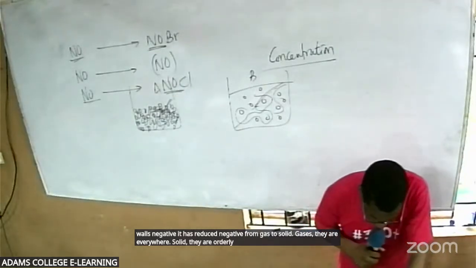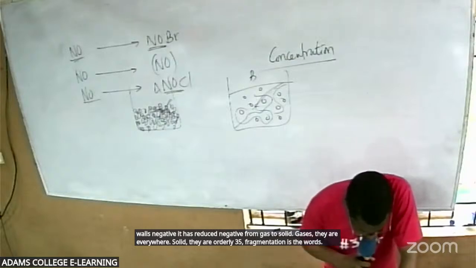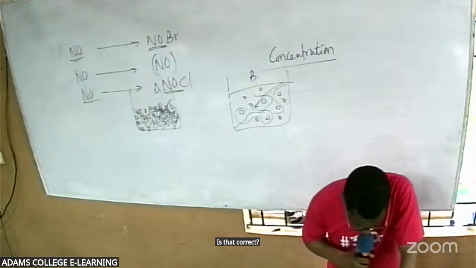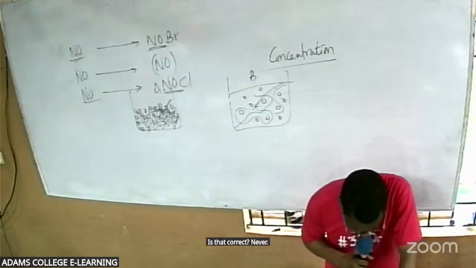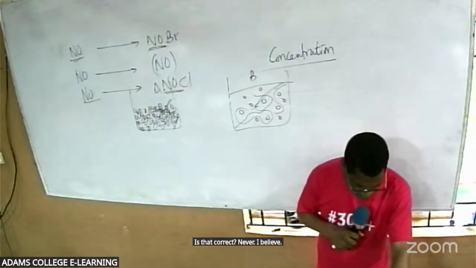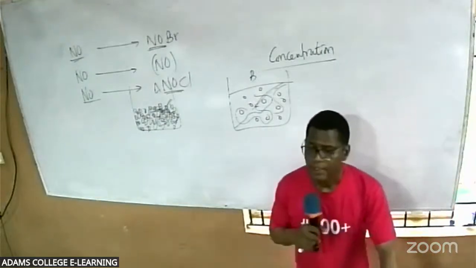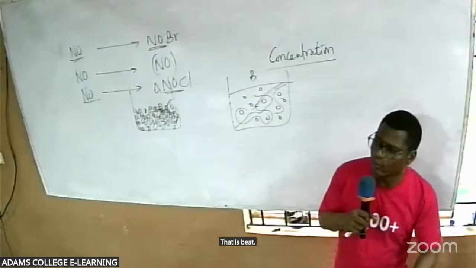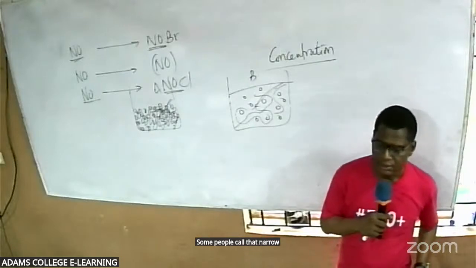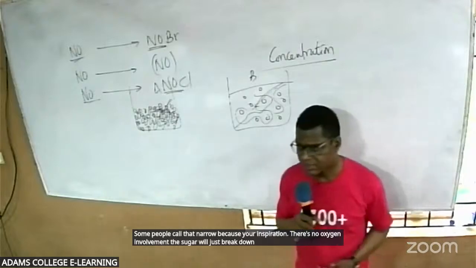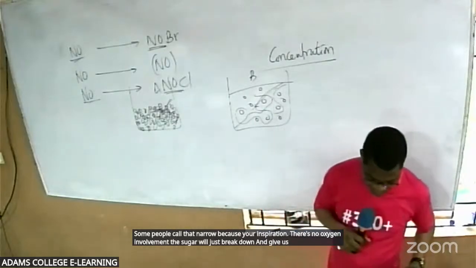35. Fermentation is what? The conversion of carbohydrate to glucose. Is that correct? Never. Fermentation is the conversion of sugar to alcohol. The answer is B. Some people call that anaerobic respiration. There's no oxygen involvement. The sugar will just break down and give us ethanol and carbon dioxide.